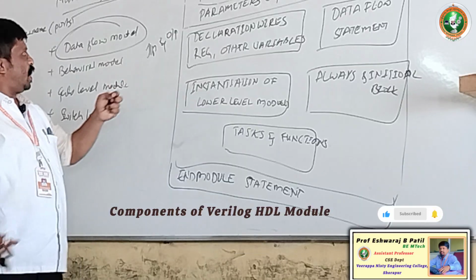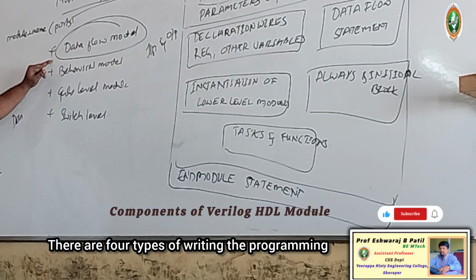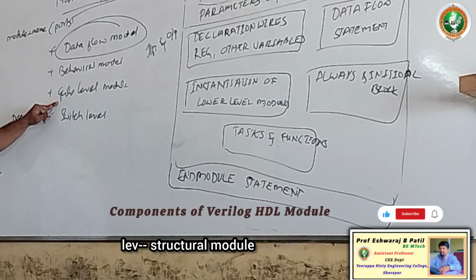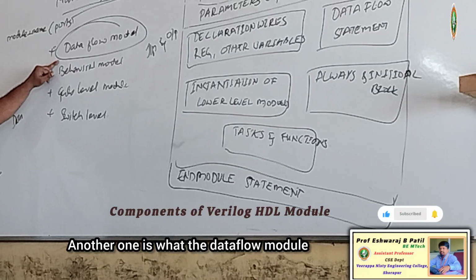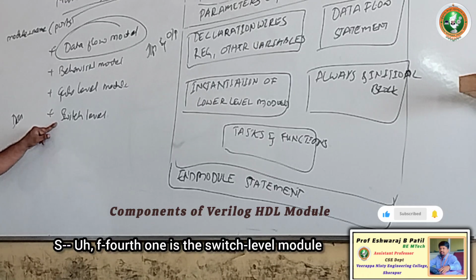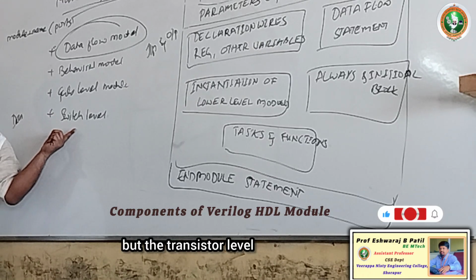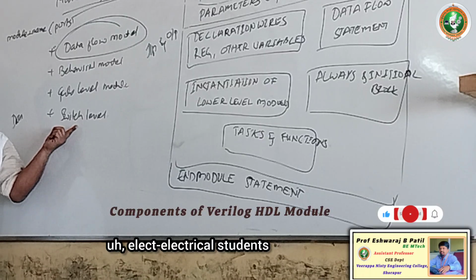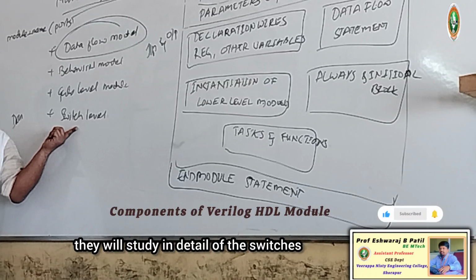There are four types of writing the program. The first one is the gate level or structural model. Another one is the data flow model. The third one is the behavioral model. The fourth one is the switch level model. Switch level is nothing but the transistor level. This type of model, electronics students will study in detail, along with the switches.